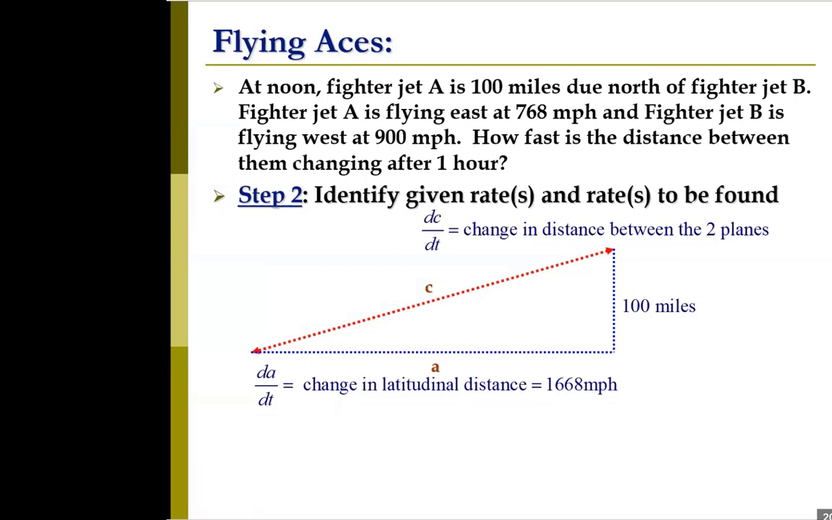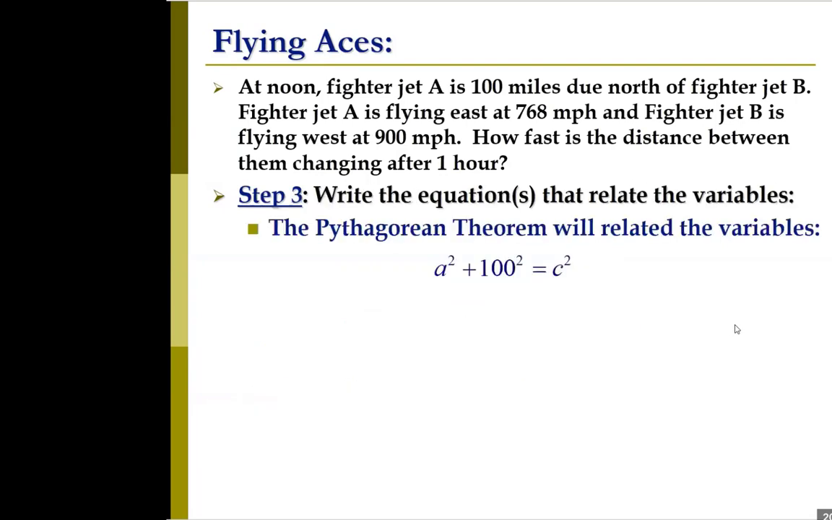Okay, for the sake of time, let's go ahead and finish this up and let's see how you guys did. If you said that step 3 is a squared plus 100 squared equals c squared, that's absolutely correct. And once again, you could be using whatever variables you want for yourself. And that's all there is to step 3. We're just going to set up our Pythagorean theorem. Step 4, we're going to differentiate this with respect to time.